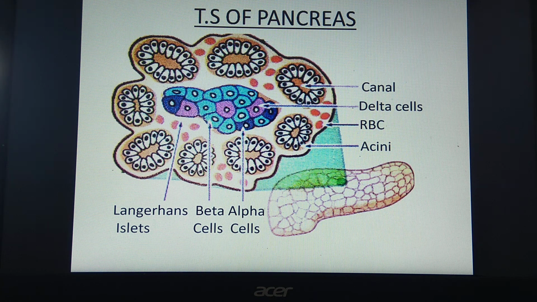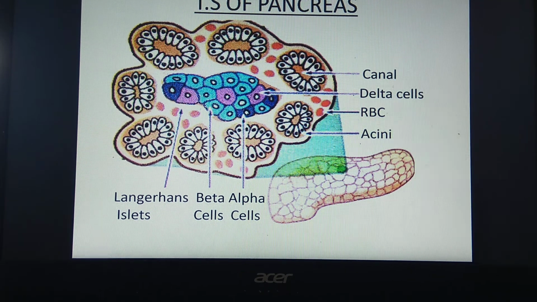Now we are going to start with a new gland, that is pancreas. I think you remember that pancreas is a heterocrine gland which consists of exocrine as well as endocrine parts both. A diagram is there which shows transverse section of pancreas.